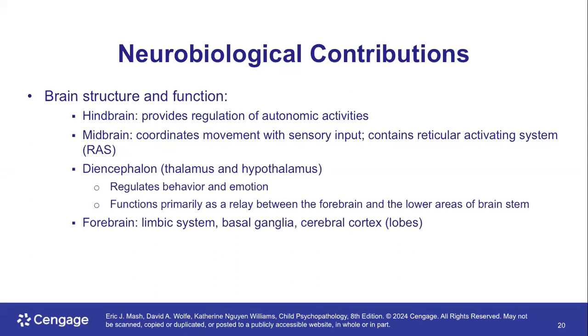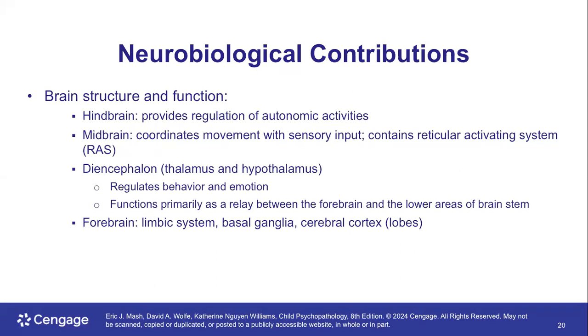We have the midbrain. The midbrain includes things like the tectum and the tegmentum and the superior and inferior colliculi. We also have in the brain stem, going through the medulla, pons, and midbrain all the way up to the thalamus, something called the reticular activating system, which is responsible for the 3 A's of attention, alertness, and arousal.